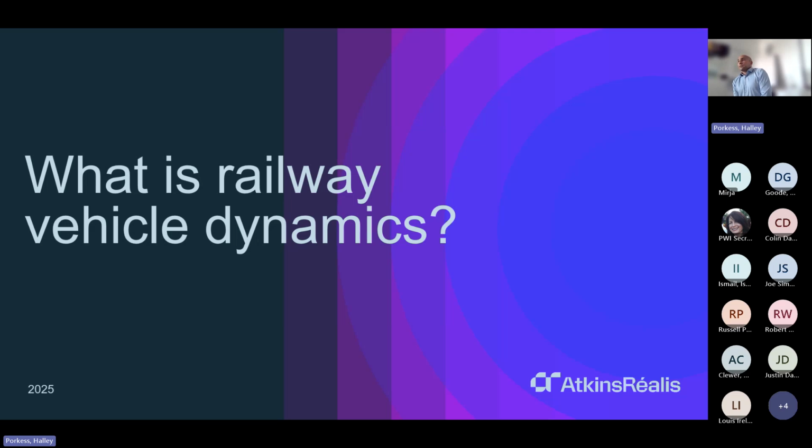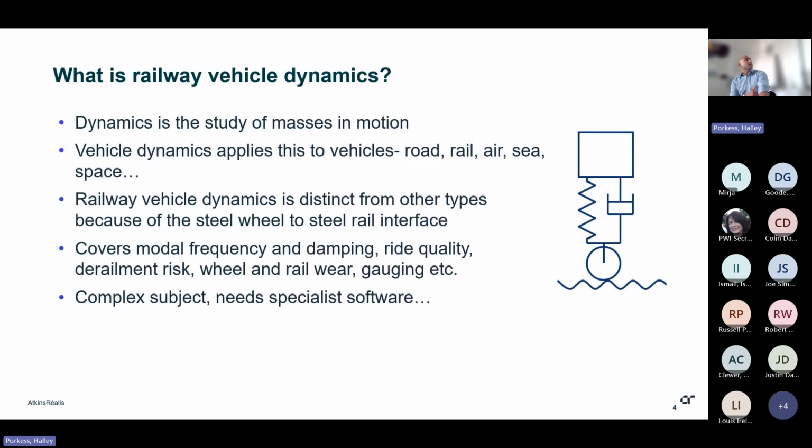So first up, what is railway vehicle dynamics? Dynamics is the study of masses in motion. Very simply, masses, springs, and dampers. When we talk about vehicle dynamics, this is how vehicles behave in motion as masses. That can be road vehicles, rail vehicles, air, sea, space vehicles.